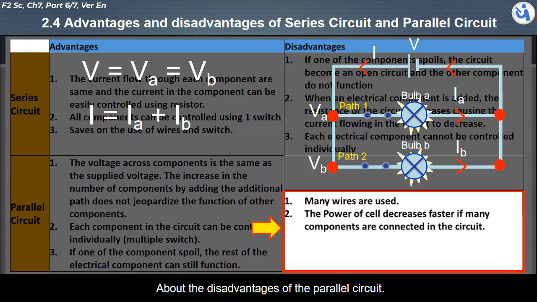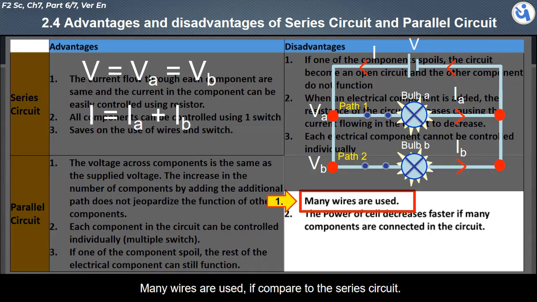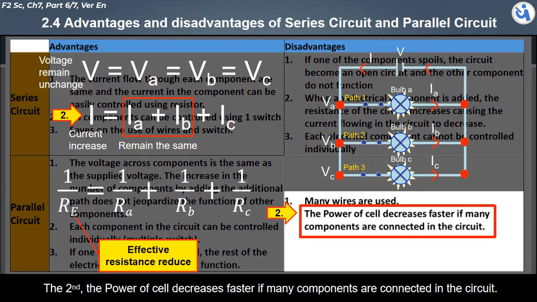About the disadvantages of the parallel circuit. First, many wires are used, compared to the series circuit. The second, the power of the cell decreases faster if many components are connected in the circuit.